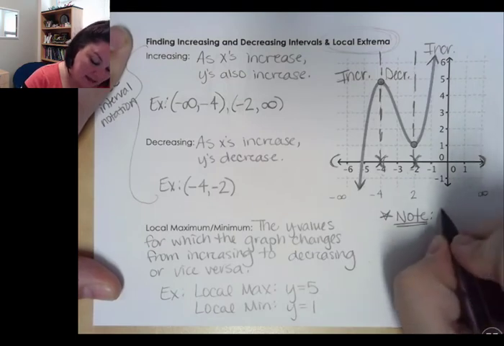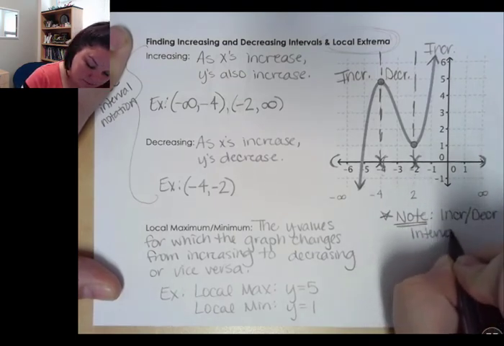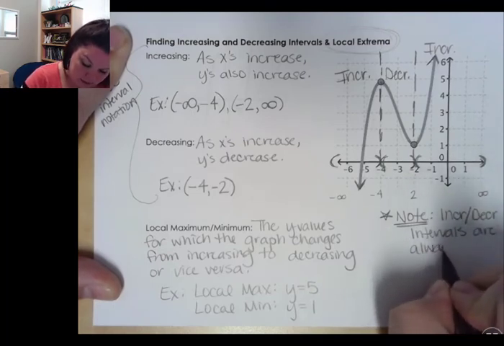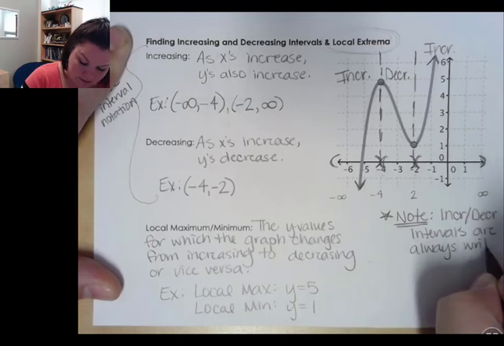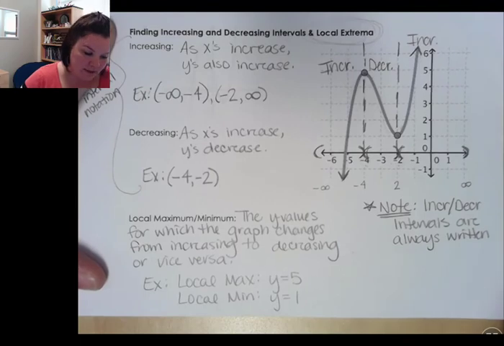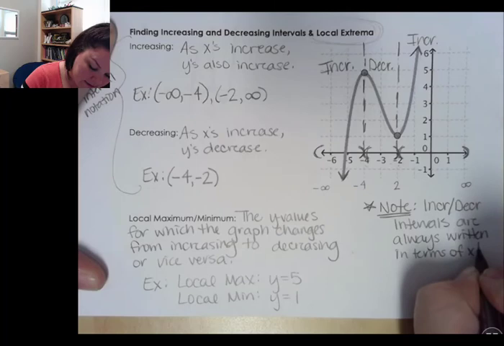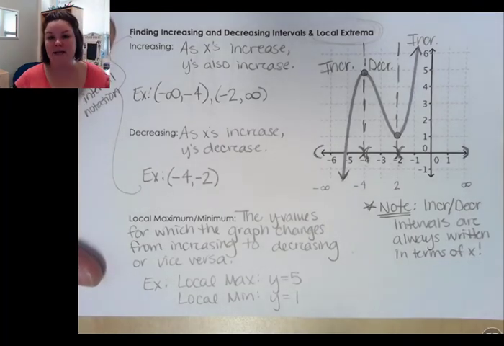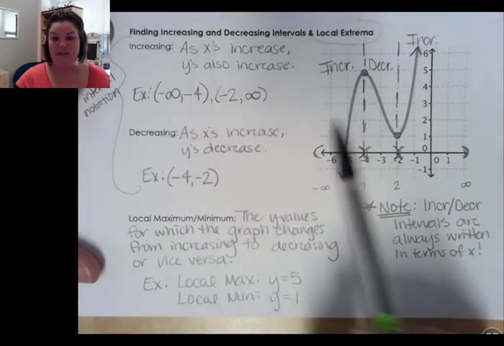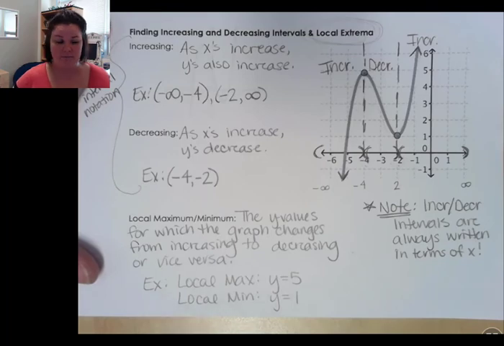Okay. So I'm just going to put that special little note here because that's what everyone seems to forget, that increasing and decreasing intervals are always written in terms of x, okay? Always x values, always domain values when we're doing increasing and decreasing intervals, okay? Only the local max and min utilizes the y values, okay?